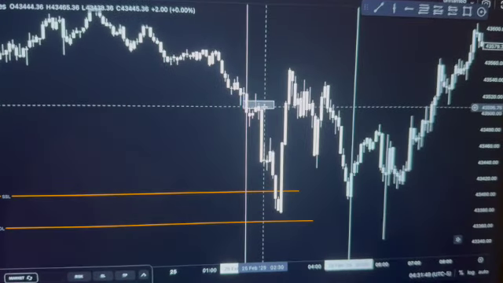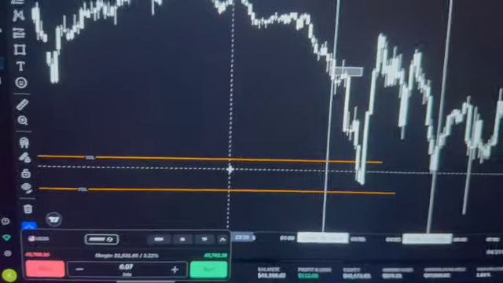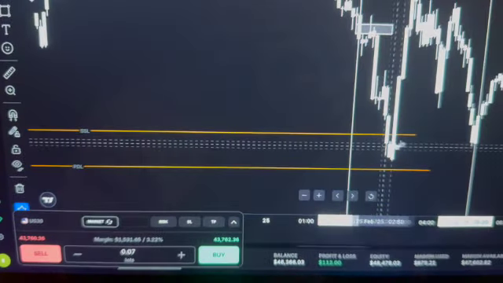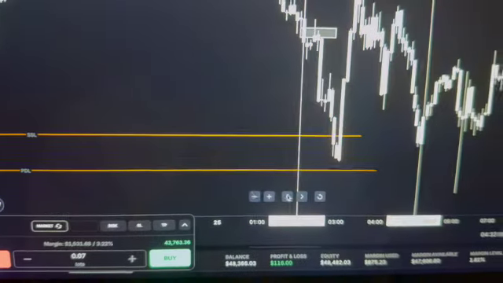So price came into this 5-minute bearish fair value gap, started taking off, so I sold. Normally I would aim for previous day's low, but I didn't. I aimed for sell side liquidity. Let me see. Where my little thing at?